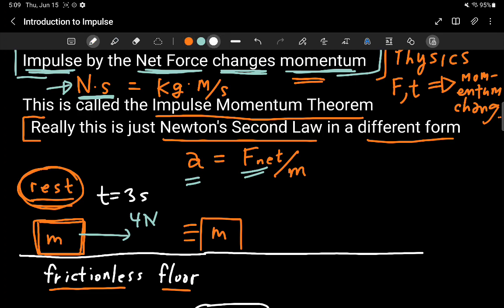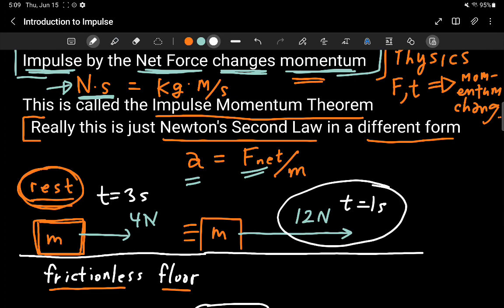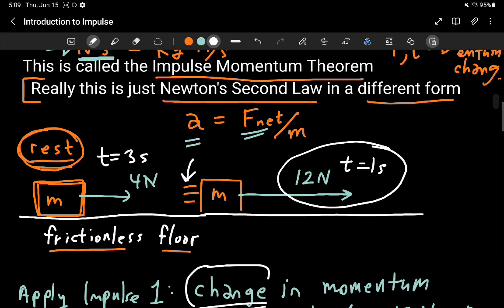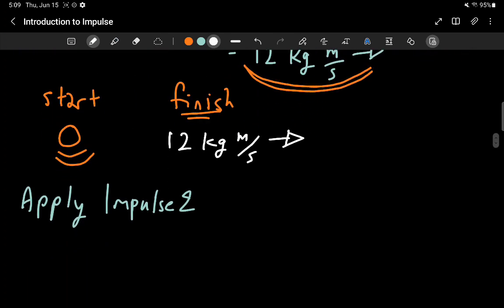And now we're going to apply 12 newtons of force, a much stronger force towards the right, but we're going to only apply it for 1 second. But we're applying this impulse on an object that's already moving. So this impulse is merely only going to increase the momentum. So let's play the same game. Let's apply impulse number 2.